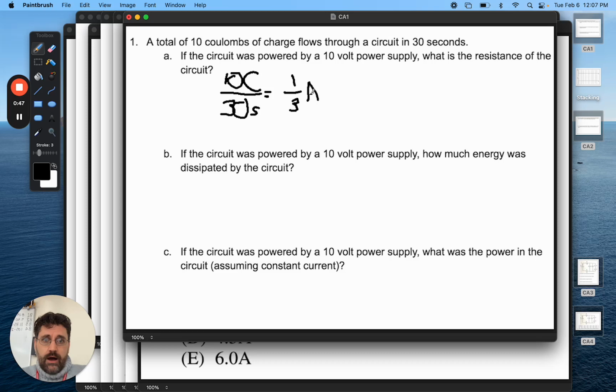Okay, and now you want to find the resistance of the circuit, and R is equal to V divided by I. We know the voltage, it's 10 volts. We know the current, it's 1/3 of an amp. So you do 10 divided by 1/3, which should give you 30. So 30 ohms would be the solution.